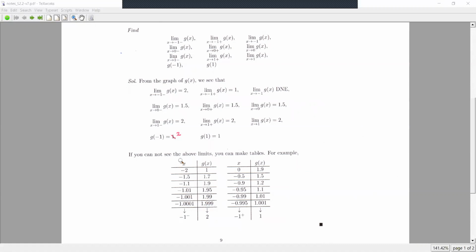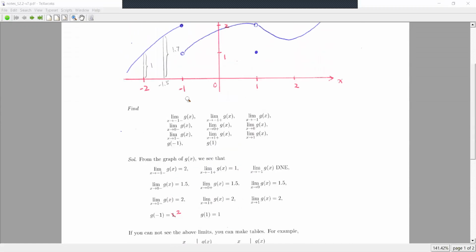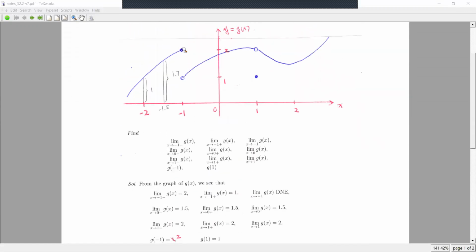So when x approaches negative 1 by taking on these points, function value is approaching 2. So the conclusion is when x approaches negative 1 from the left, function approaches 2. 2 is the height of this solid point.